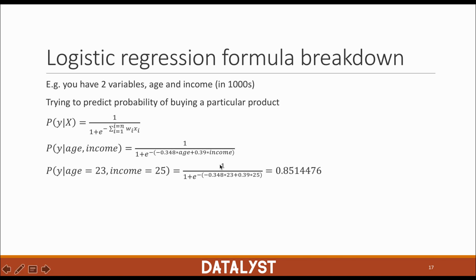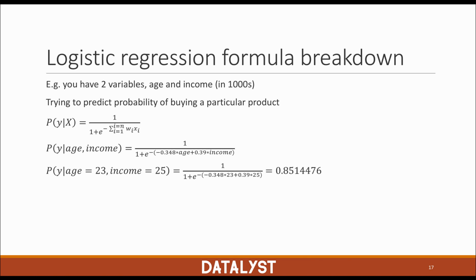So in this case, we take this formula here because we calculated the weights, and then we replace age and income with the values of age and income. We do this, and what do we get back? We get back a probability. We get the probability 0.85, and it's more or less that.